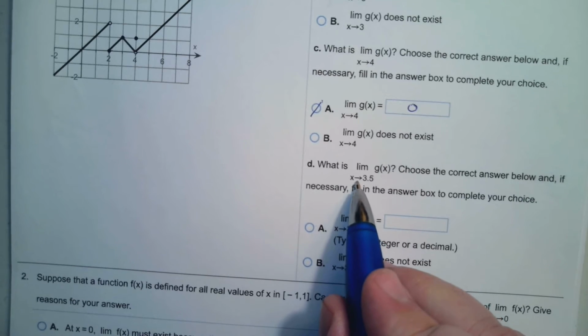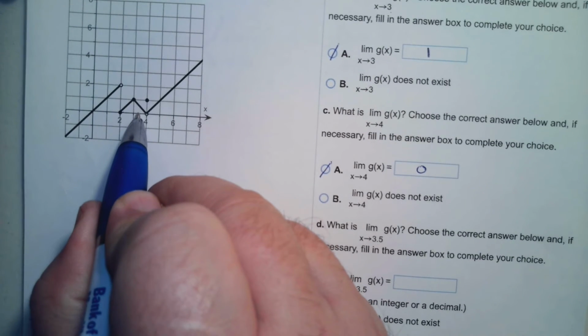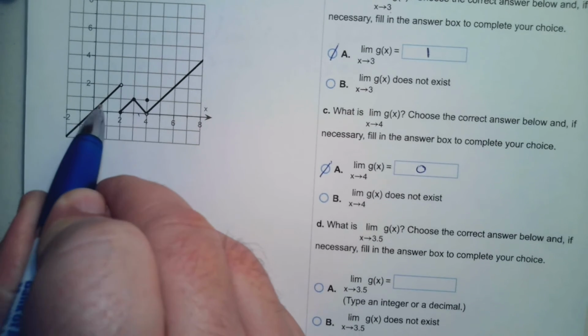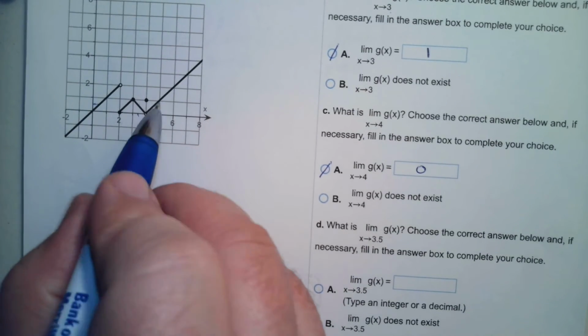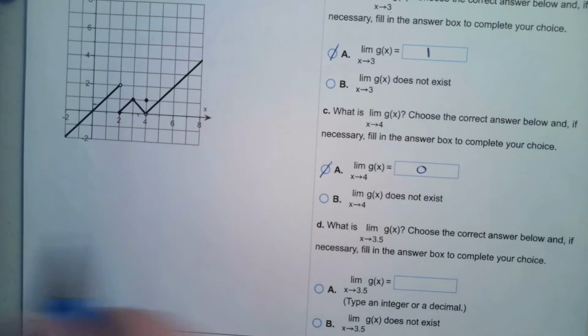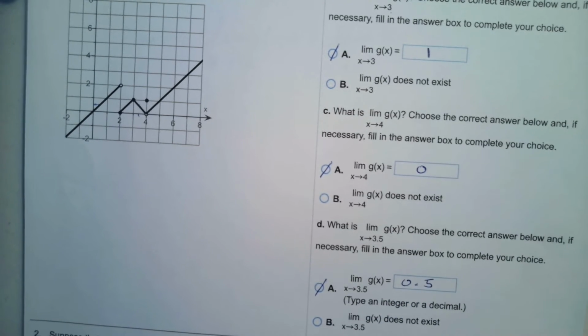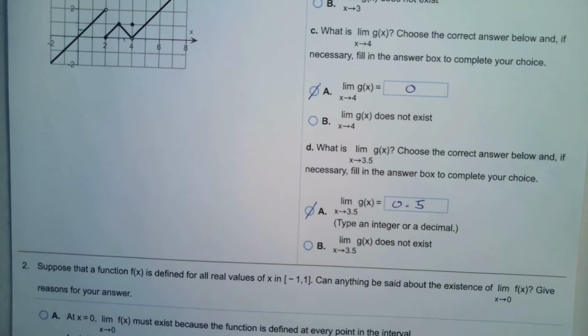And then the limit at x equals 3.5. From the left hand side, it looks like it's approaching 0.5. From the right hand side, 0.5. So that one exists, it's approaching 0.5.